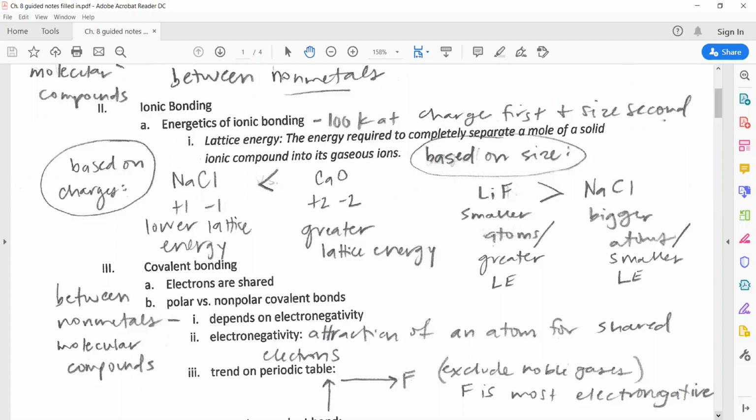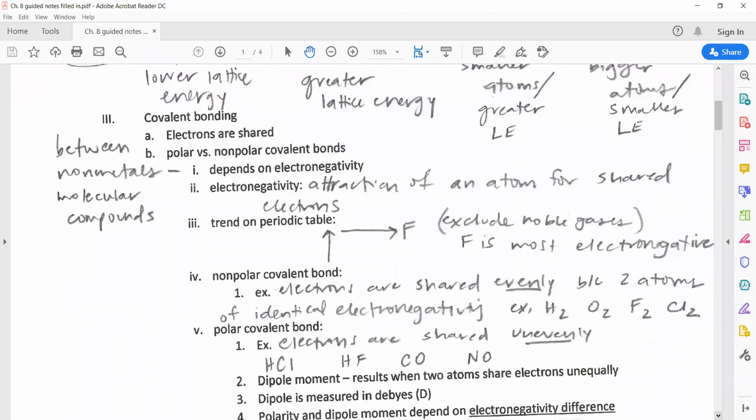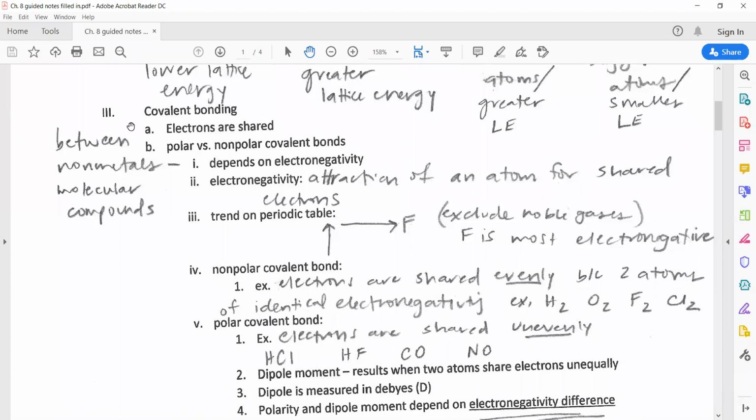Here for covalent bonding, this is where we really are going to spend the rest of the chapter pretty much. Covalent bonding are when electrons are shared. Remember, they're being shared between nonmetals, so we're talking about the atoms on the right side of the periodic table. And we do have two types of covalent bonds that can occur. There's polar covalent bonds and nonpolar, and they depend on this characteristic called electronegativity.